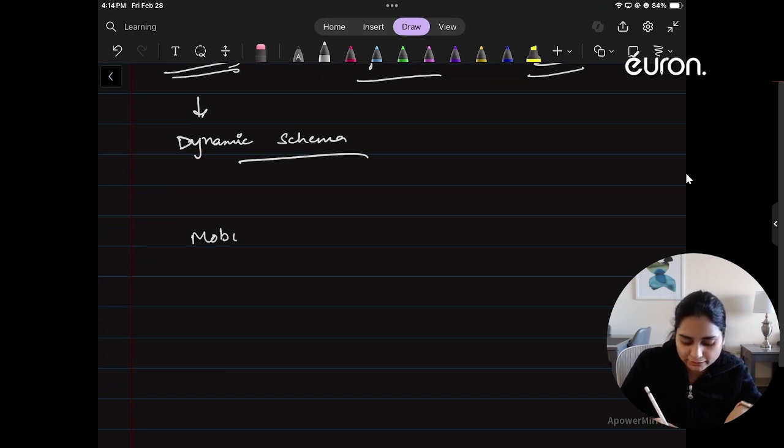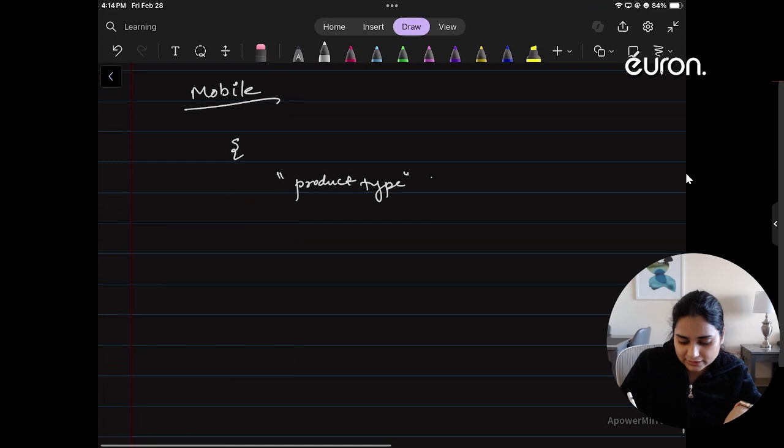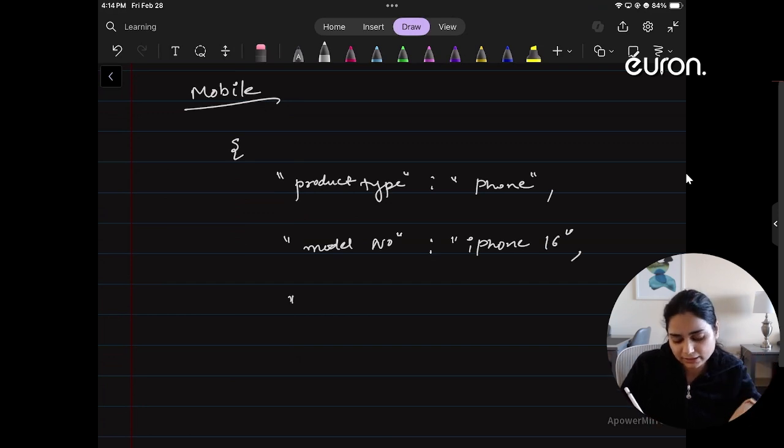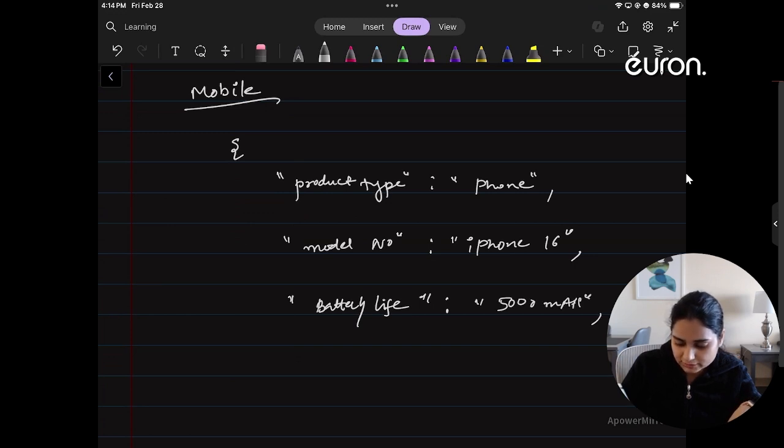If you talk about a mobile phone, you can write something like, what is my product type? Let us say that is phone. Then model number, you can give something like iPhone 16. Then let us say we ask, what is the battery life? I'm not sure, I'm just using some values, 5000 mAh. Similarly, you can provide the other parameters. So this is how you store that information in the form of a document.